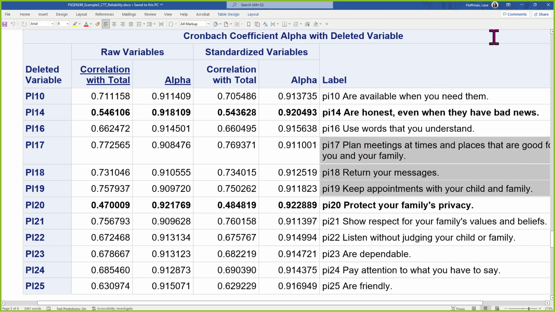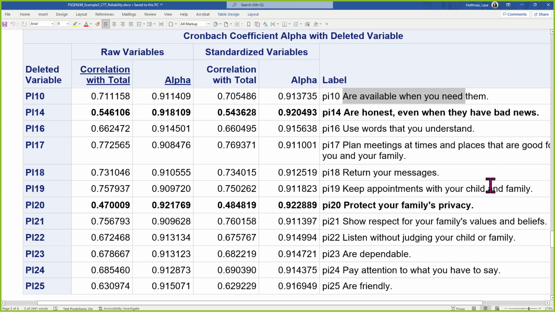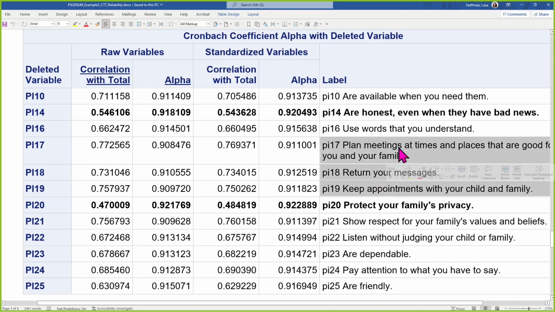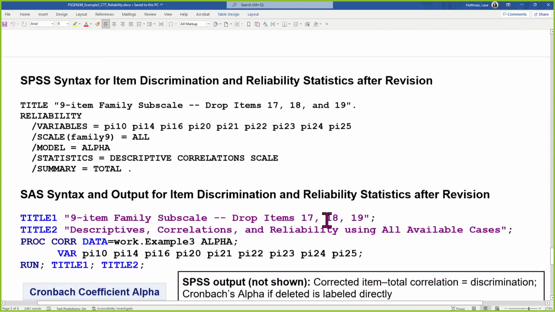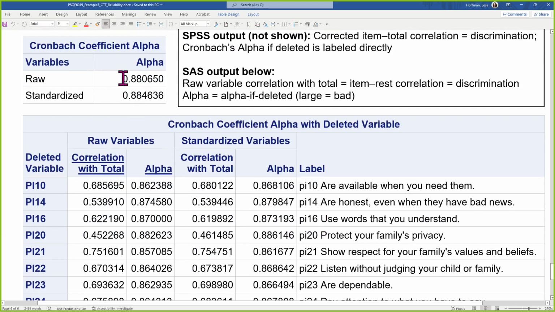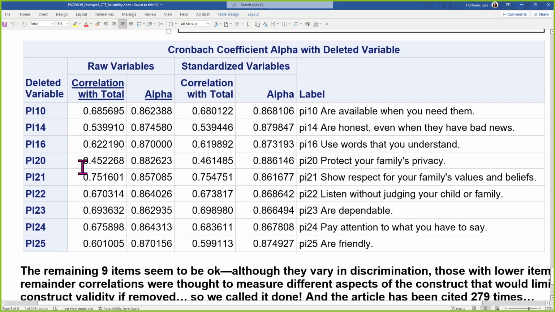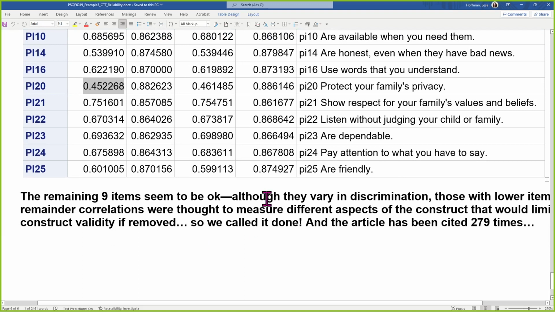The reason for that is because we felt that the content was already covered. Plan meetings, return messages, and keep appointments, they're available when you need them. Or they're dependable. So these are much more specific ways of asking that question that we decided we could live without. So those left, 14 and 20 stayed. Repeat the process. Alpha is 0.88, so a little bit lower without those 3 items, but still within striking distance. Same pattern where 20 is a bit sus, but not completely terrible. And that's the end of the story.